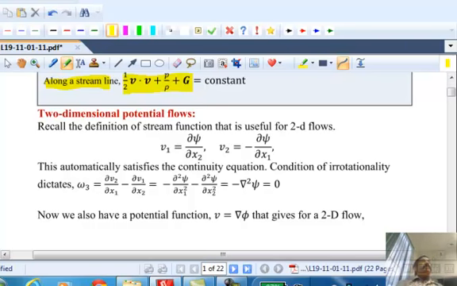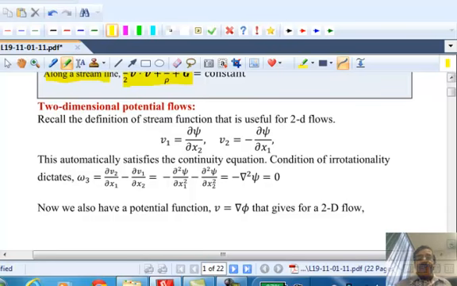Anybody who has not seen complex variables at all? All of you have seen it, right? So we'll go through it very quickly so that you recall what you have seen, and then we will use that to develop the solution procedure for two-dimensional potential flows.